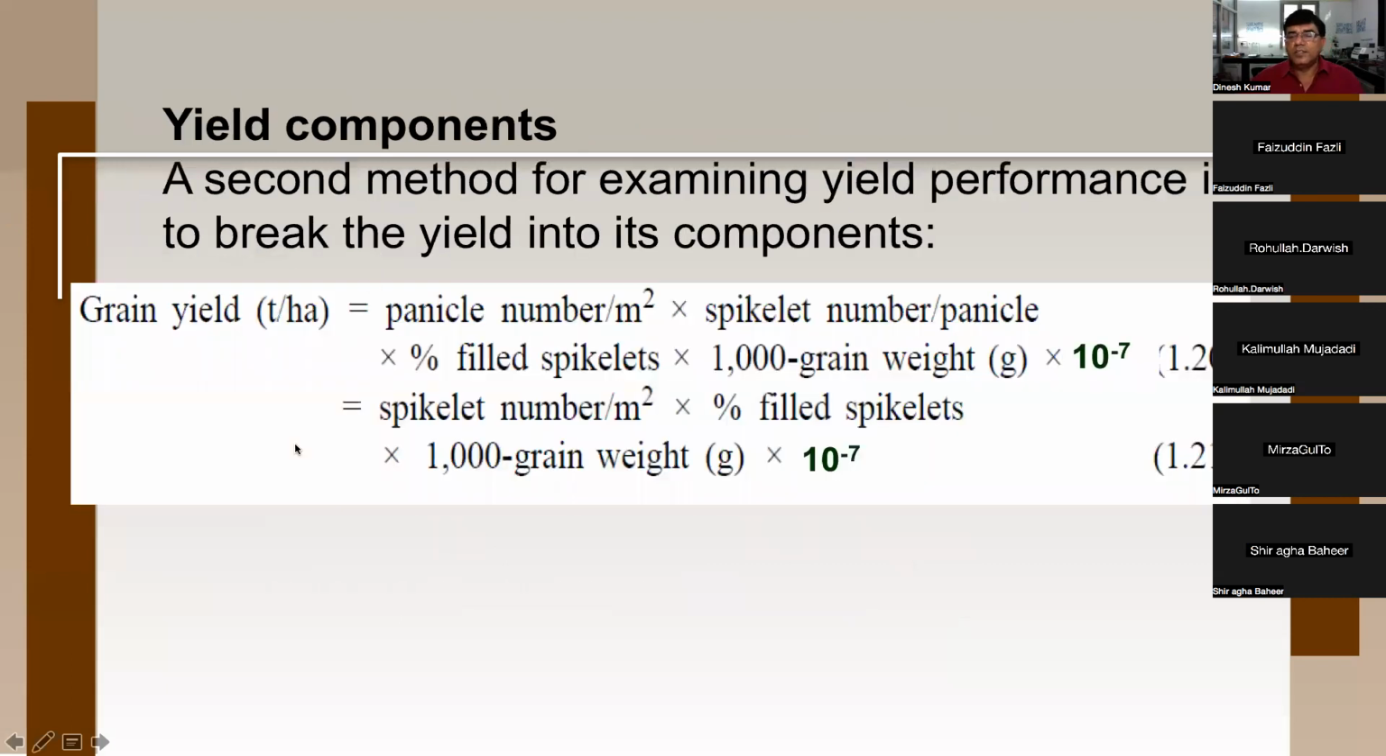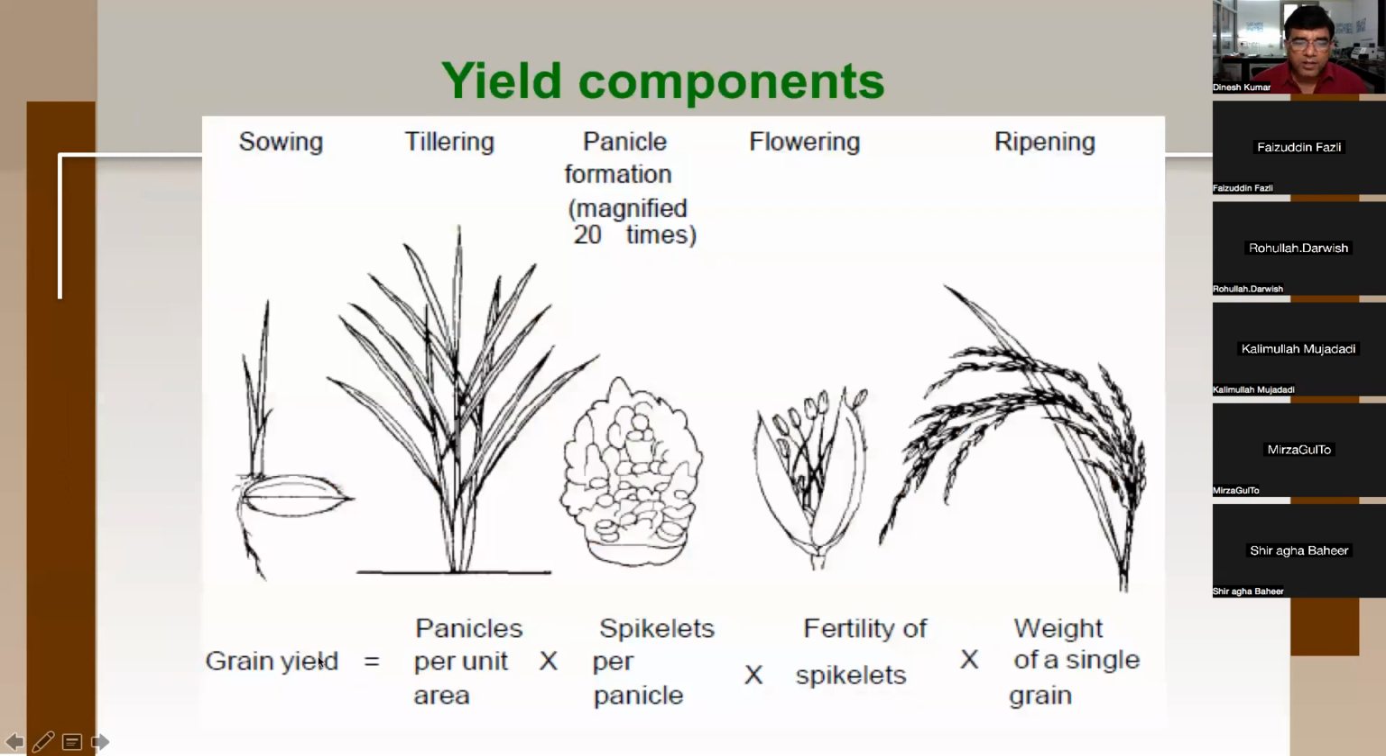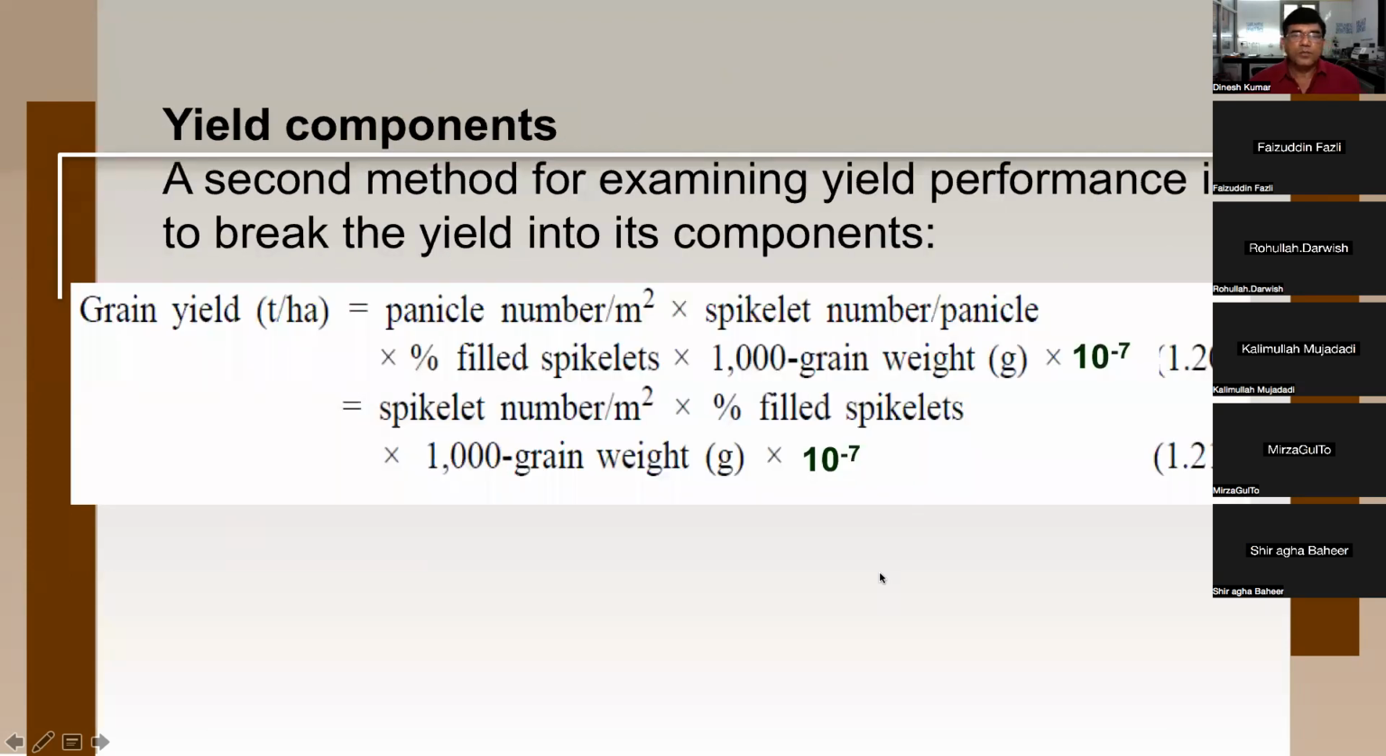Now see, try to understand this part clearly, because I will give you exercises on this. In the last case, I will show you, I have given you this formula. Grain yield is equal to panicles per unit area or per meter square, spikelets per panicle, fertility percentage, and weight of a single grain. This formula can be modified and written like this, so it becomes very easy for you to remember. You must remember this formula.